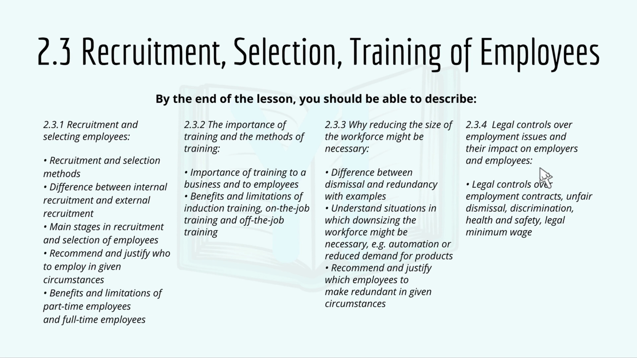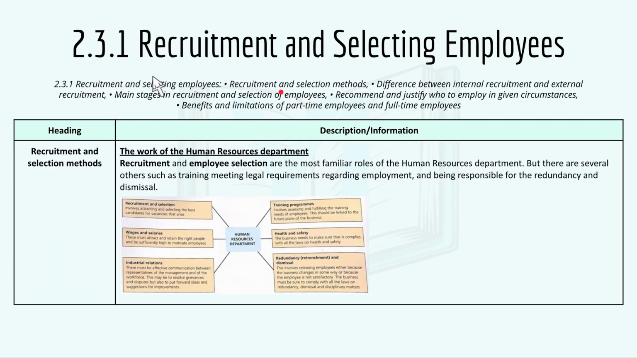But we'll move on now to 2.3.1, which is the recruitment and selection of employees. And here's the work of the Human Resource Department or HR department. Recruitment and employee selection are the most familiar roles of the HR department, but there are several others such as training, meeting legal requirements regarding employment, and being responsible for redundancy and dismissal, which is important to them.